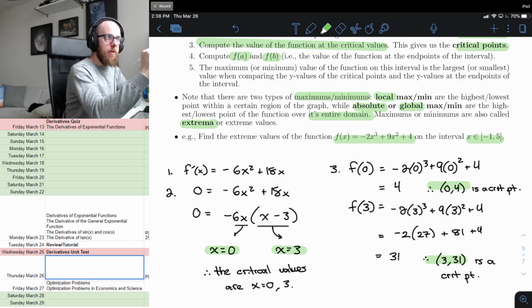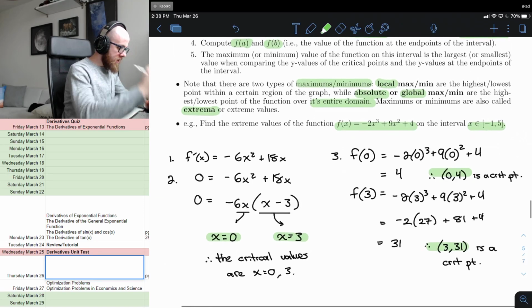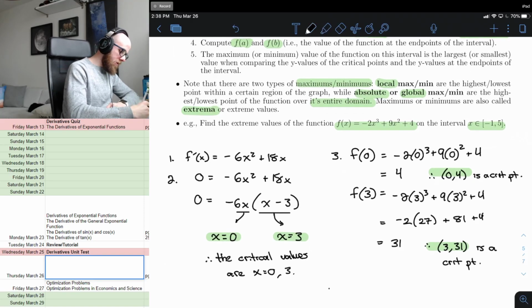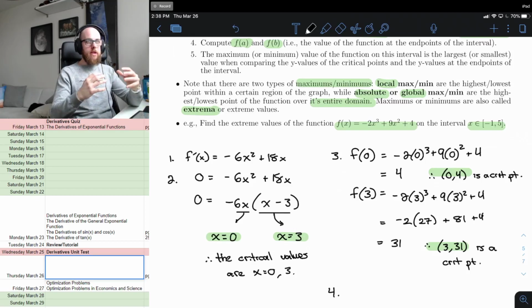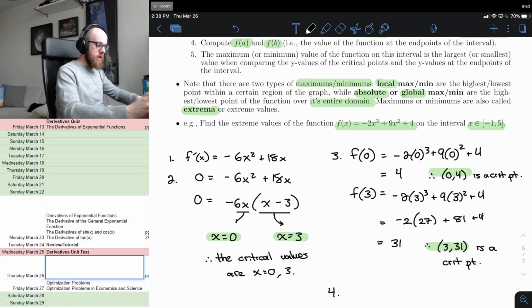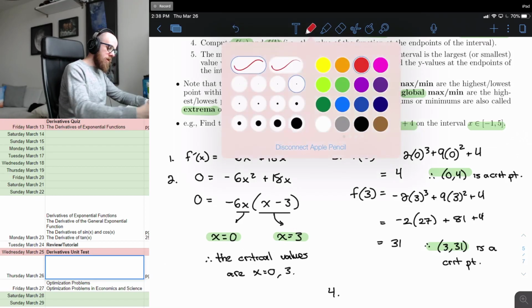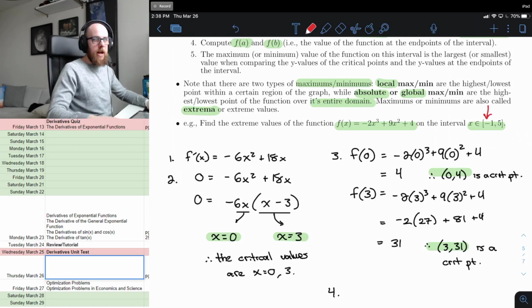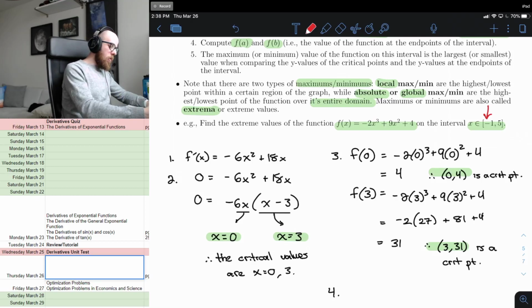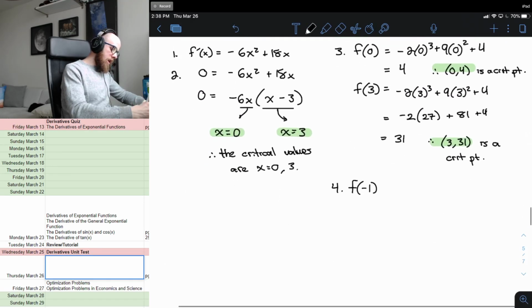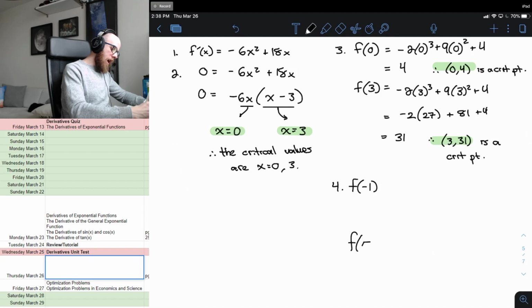Okay, step 3 done. Step 4, what I do is I compute the function at my two endpoints. After step 3, I am done with the derivative. I don't have to consider the derivative anymore. Now I'm going to see what the value of my function is at the endpoints of the interval that I'm given. In this case, x is between negative 1 and 5. So I'm going to calculate the value of the function at -1, and at 5.